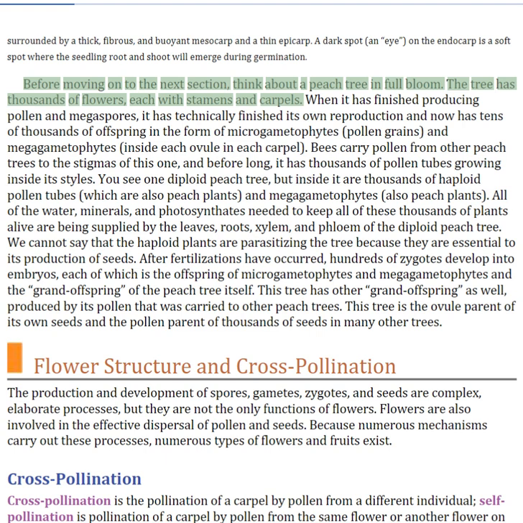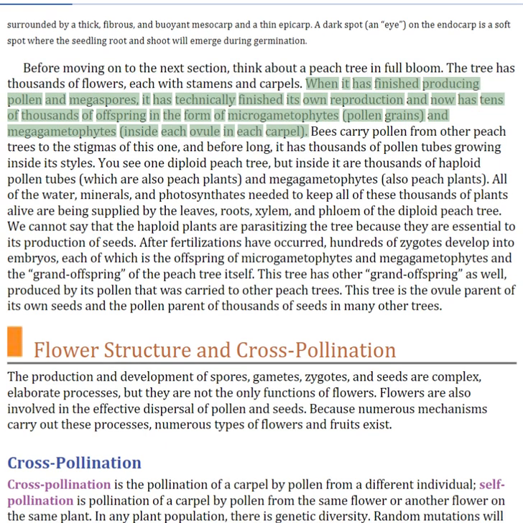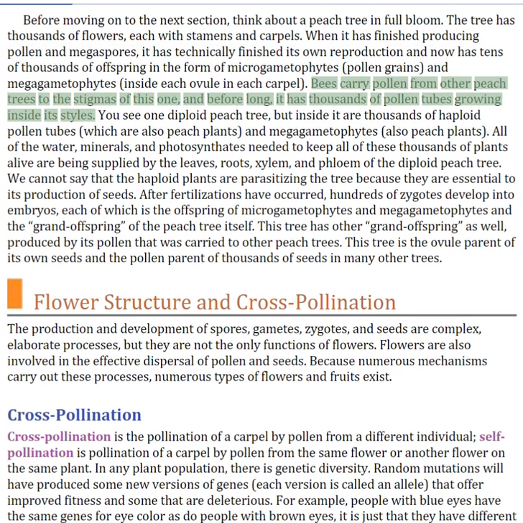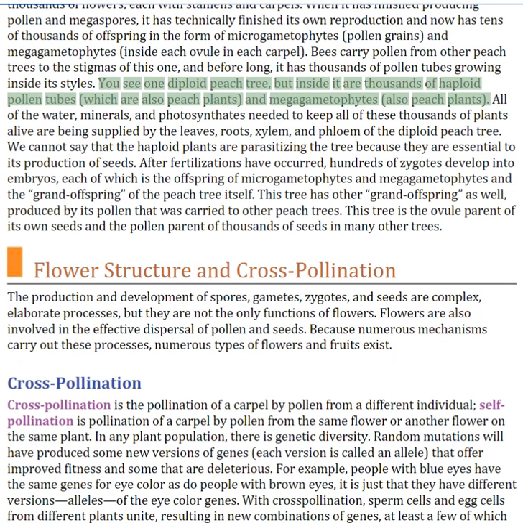The tree has thousands of flowers, each with stamens and carpels. When it has finished producing pollen and megaspores, it has technically finished its own reproduction and now has tens of thousands of offspring in the form of microgametophytes and megagametophytes. Bees carry pollen from other peach trees to the stigmas of this one, and before long, it has thousands of pollen tubes growing inside its styles. You see one diploid peach tree, but inside it are thousands of haploid pollen tubes and megagametophytes.